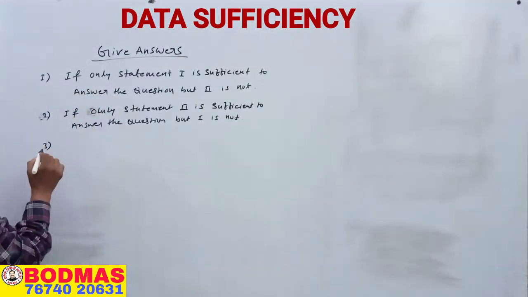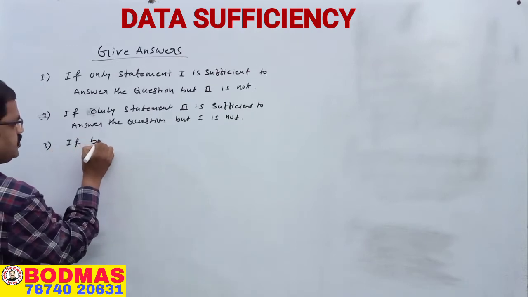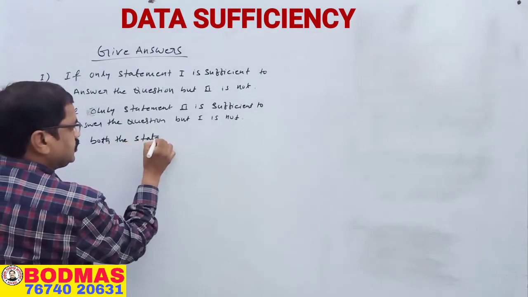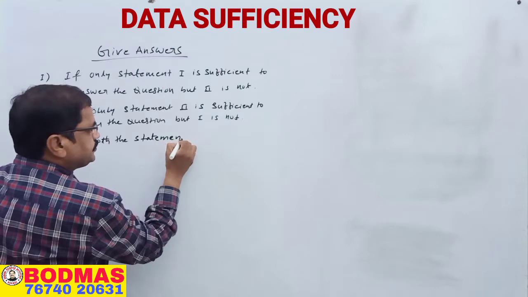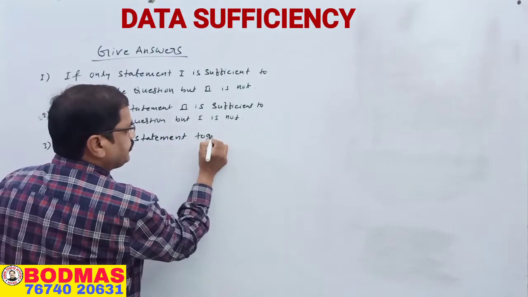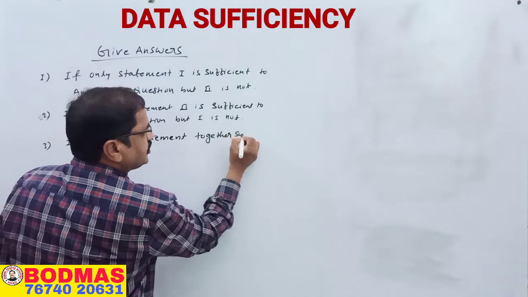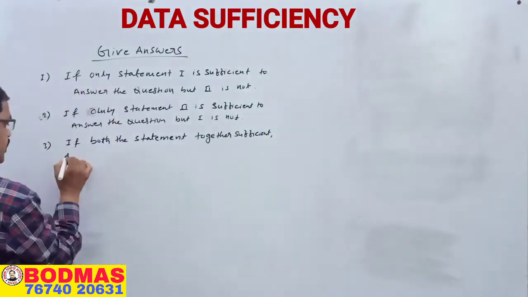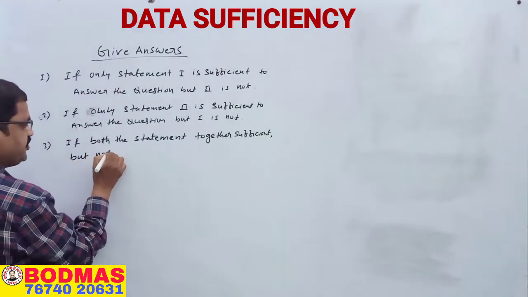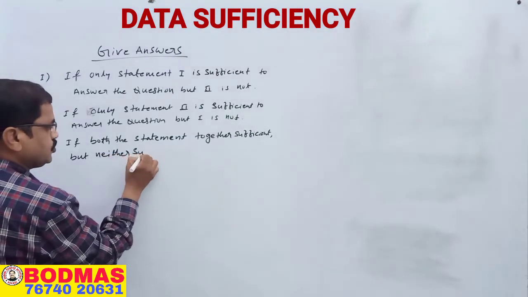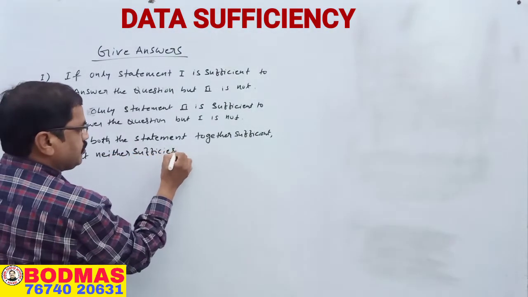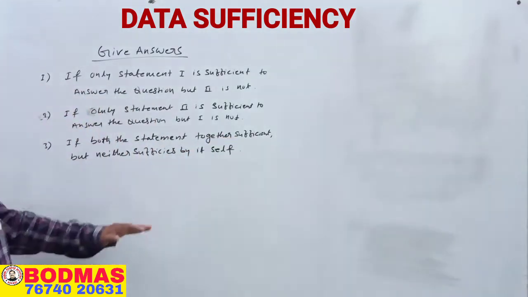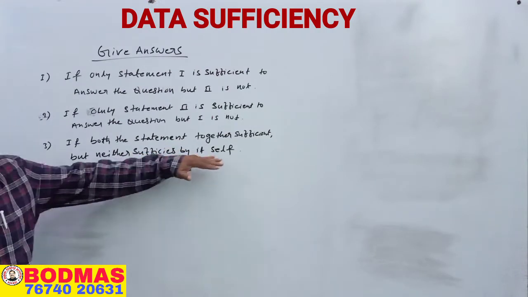Answer 3: If both the statements together are sufficient, but neither suffices by itself. So both the statements together are sufficient, but neither is sufficient by itself.